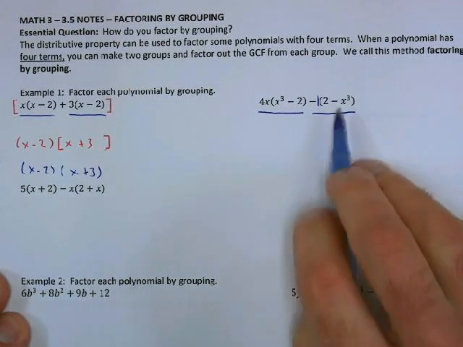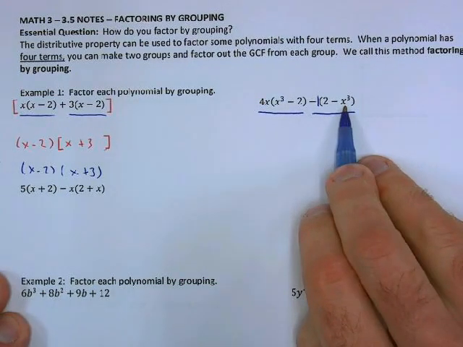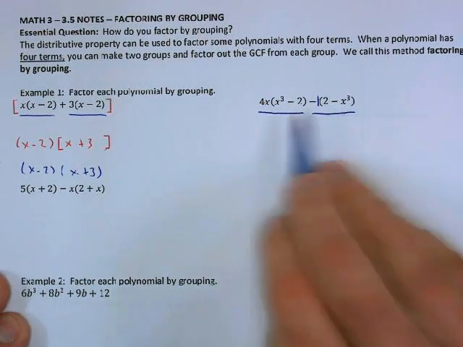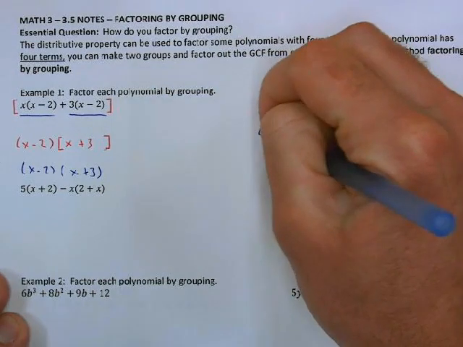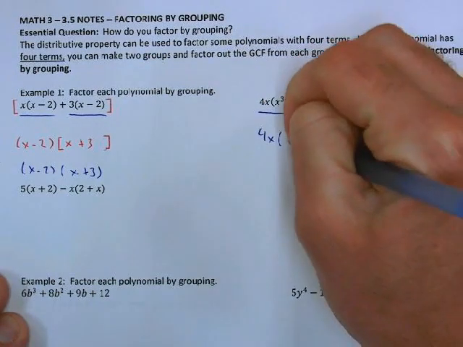I don't want my x cubed to be negative there, so we want to take the negative out of this one here. So I'm going to leave this term the same. It's going to be 4x times x cubed minus 2.